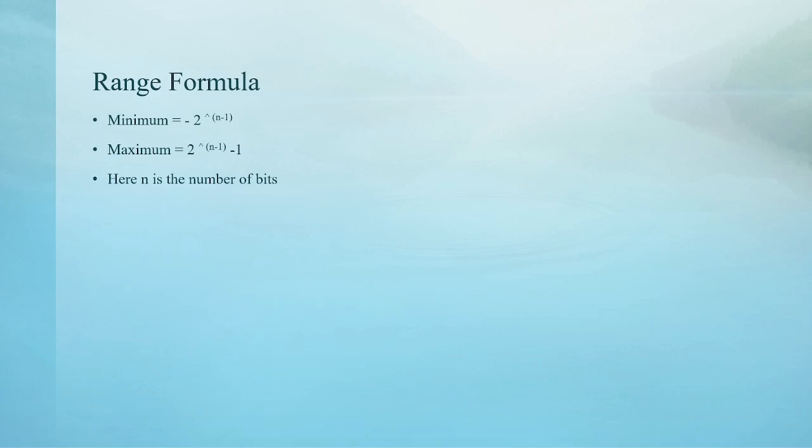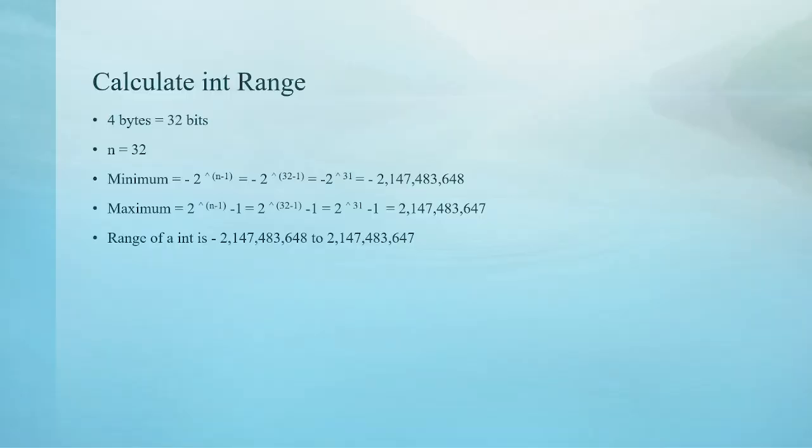To calculate the range, we use the same formula that we used for the byte and short data types. The only difference is the value of n will be 32 because it has 32 bits. So the minimum range is minus 2 raised to 32 minus 1, and the maximum range is 2 raised to 32 minus 1, minus 1. So this is the range of int.